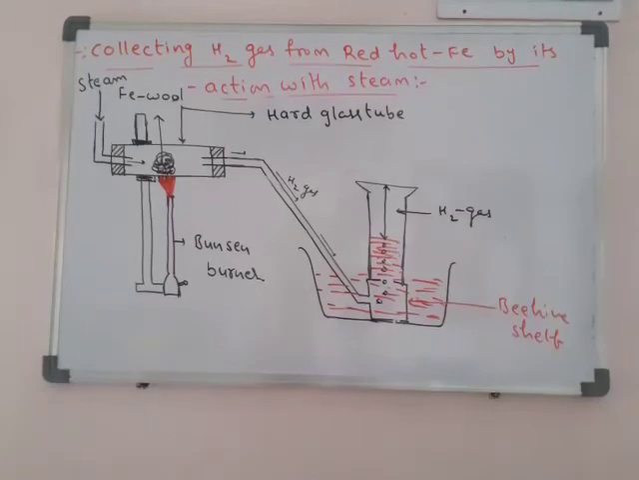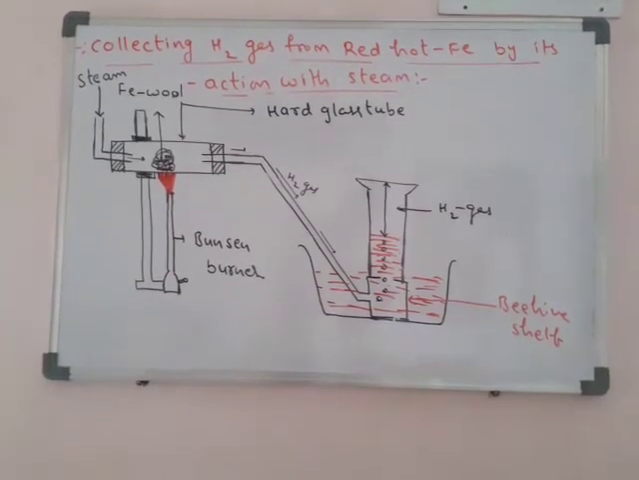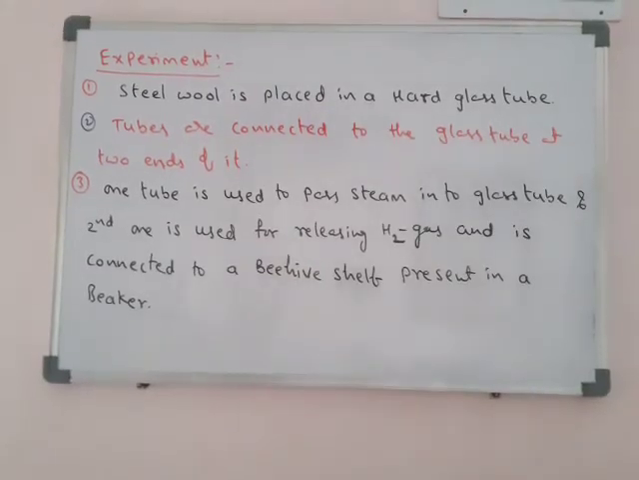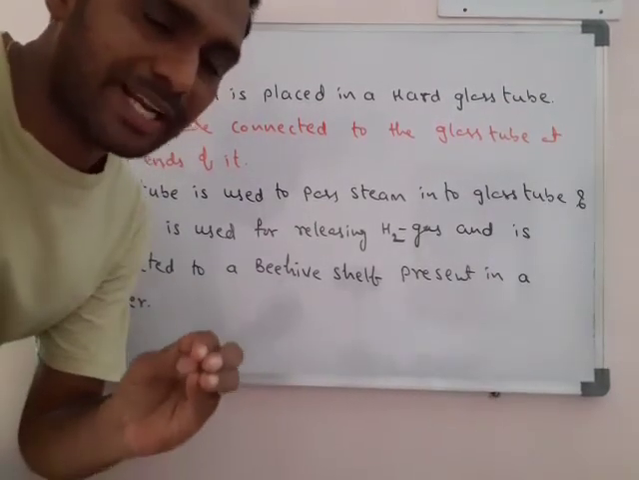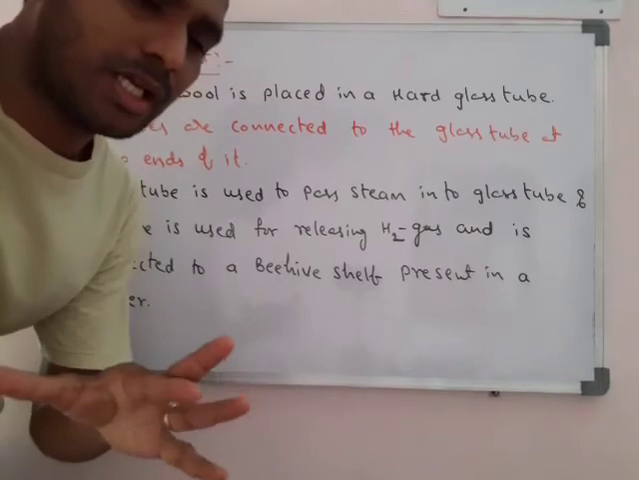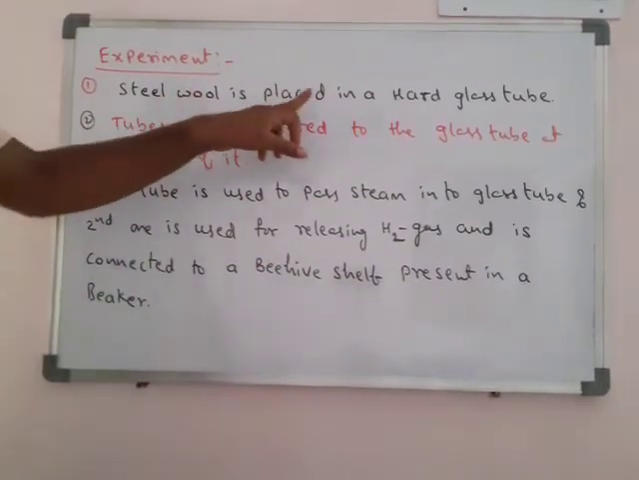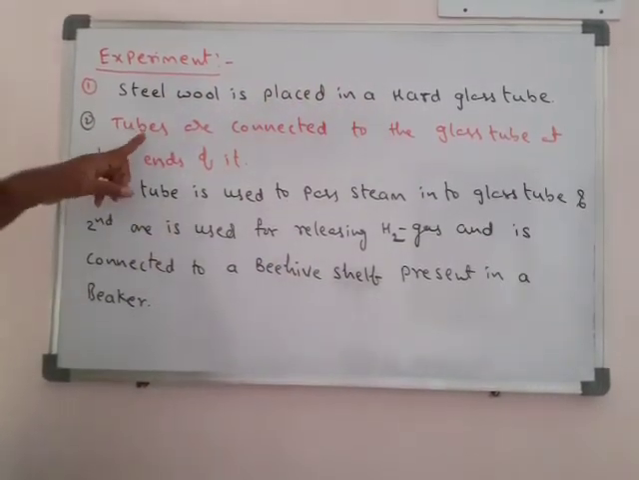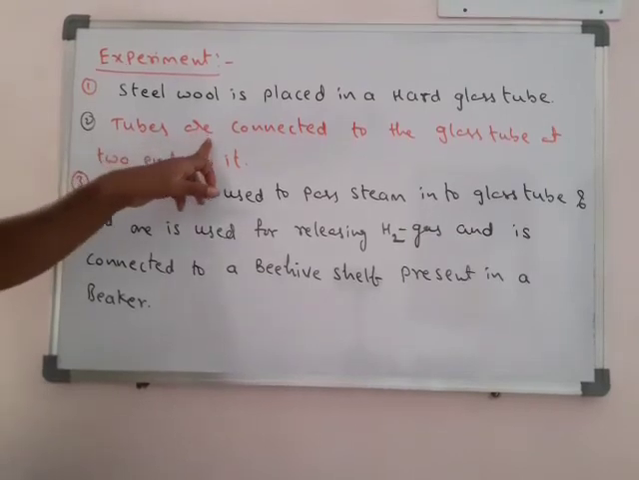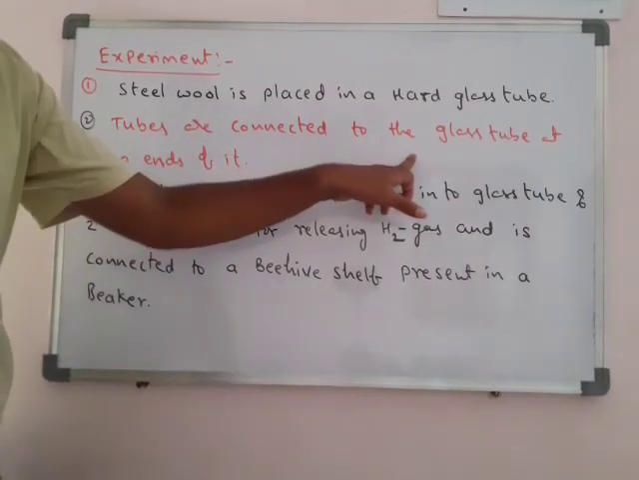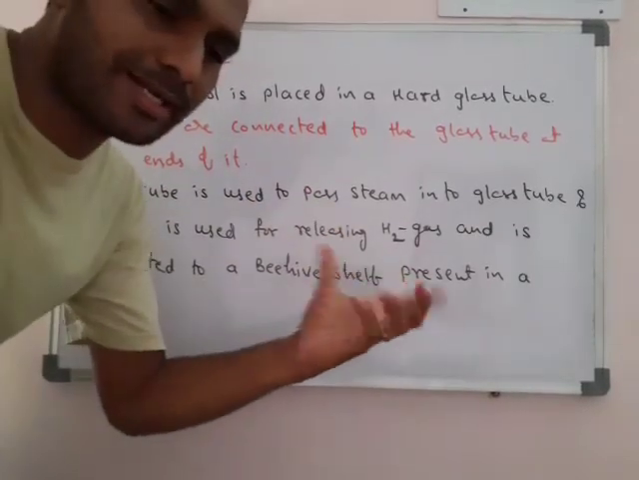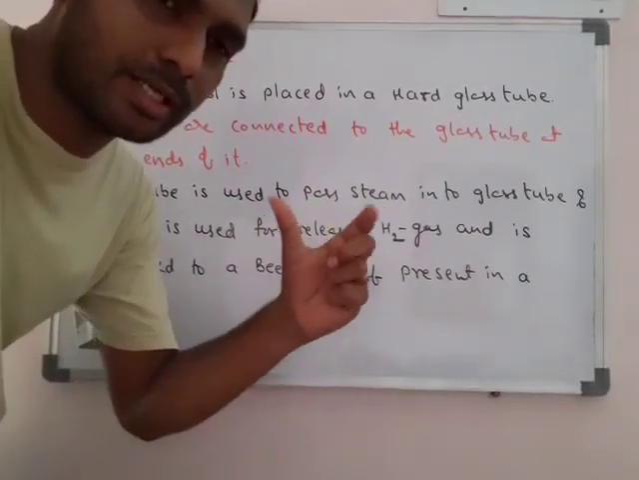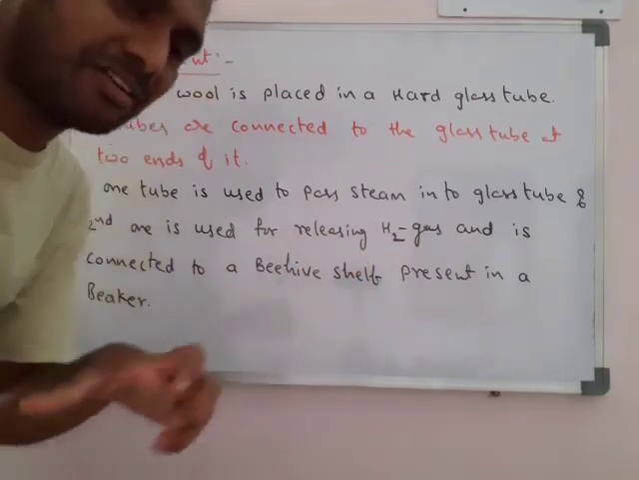You have to draw the diagrams very neatly. Now write the perfect points. How to write the perfect points for any experiment? Here the steel wool is placed in a hot glass tube. There are two tubes, and the tubes are connected tightly to the glass tube at its two ends.